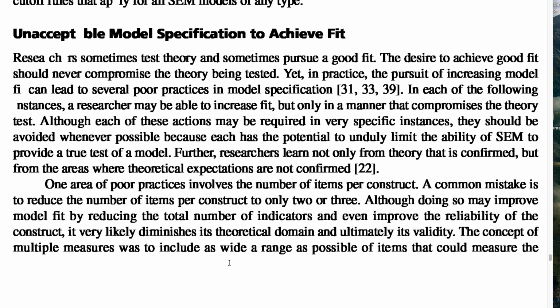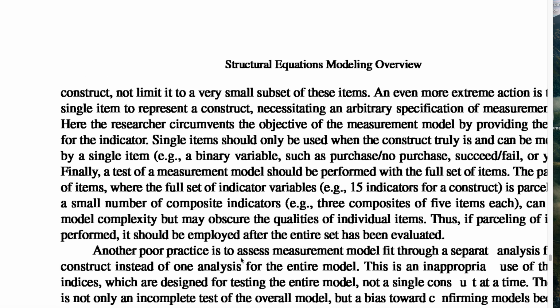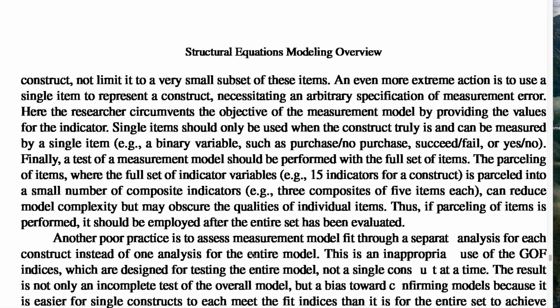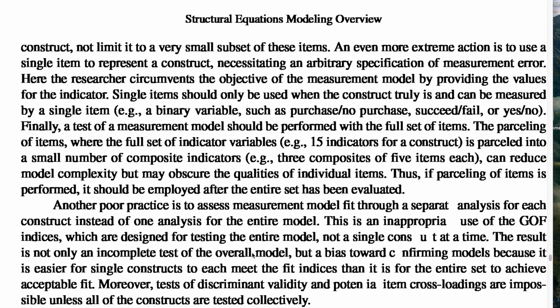One area of poor practice involves the number of items per construct. A common mistake is to reduce the number of items per construct to only two or three. Although doing so may improve model fit by reducing the total number of indicators, and even improve the reliability of the construct, it very likely diminishes its theoretical domain and ultimately its validity. The concept of multiple measurement was to include as wide a range as possible of items that could measure the construct, not limit it to a very small subset of these items.